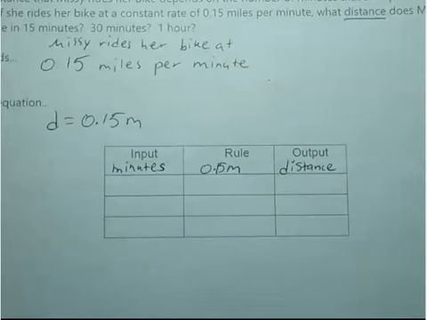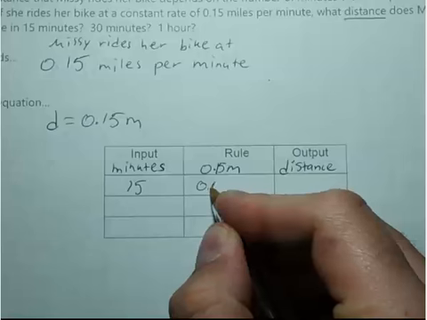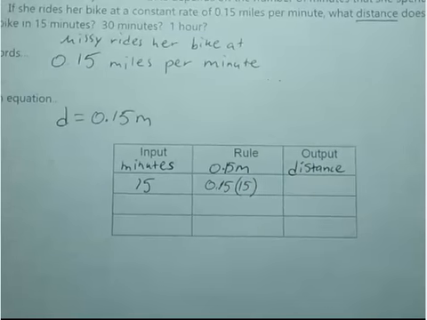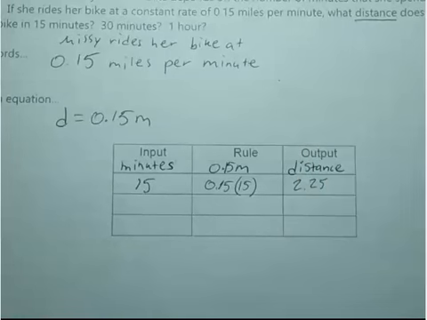The first question they asked is, what distance does Missy ride in 15 minutes? So we're going to plug in 15 for m. So 0.15 times 15 is going to be 2.25 miles.